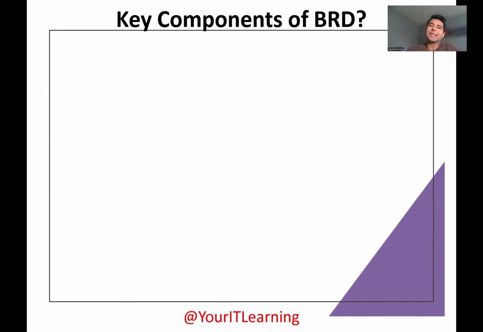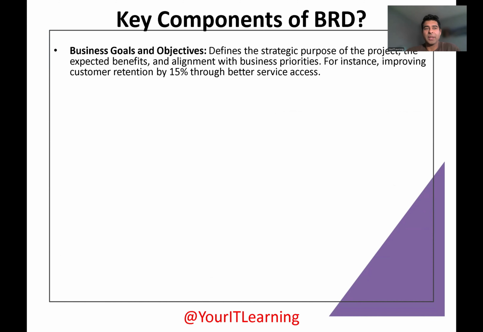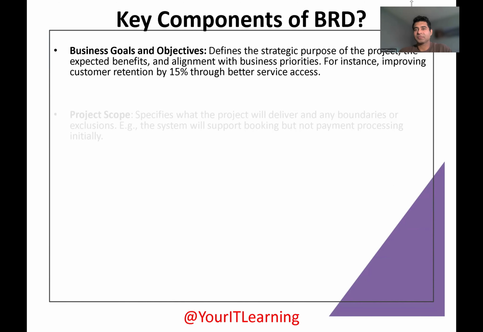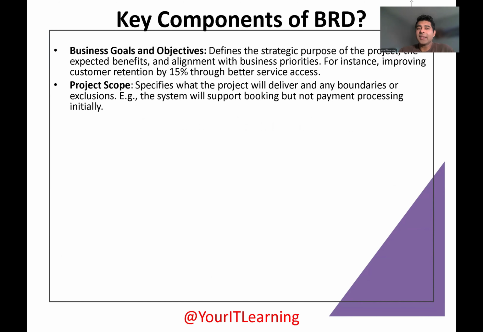Now let's talk about the key components of a business requirement document. Business goals and objectives: it defines the strategy, purpose of the project, the expected benefits, and alignment with business priorities, for instance, improving customer retention by 15% through better service access. Project scope: it specifies what the project will deliver and any boundaries or exclusions, like what is in scope and what is out of scope. For example, the system will support booking but not payment processing initially. So booking is in scope and payment processing is out of scope.